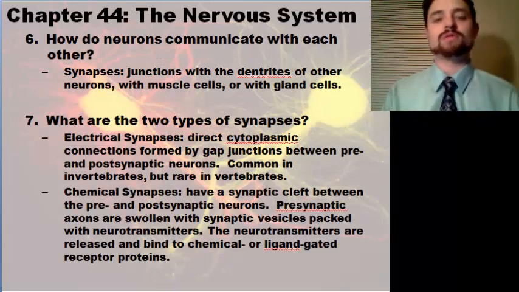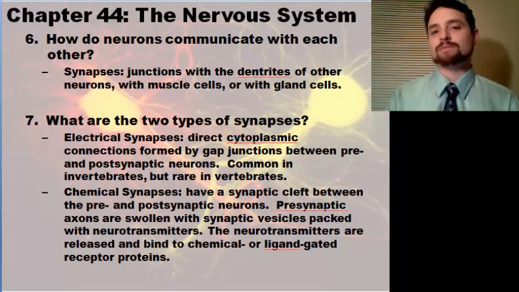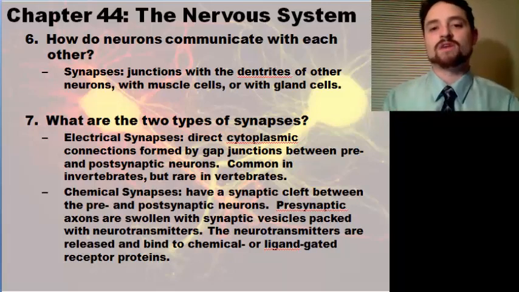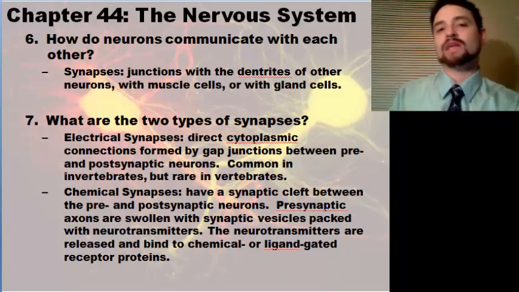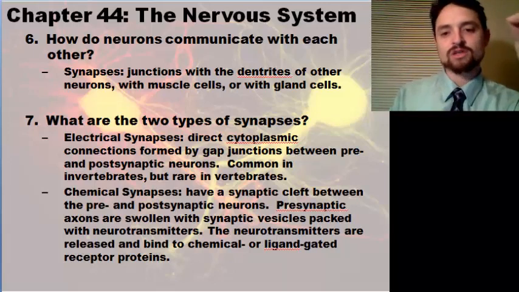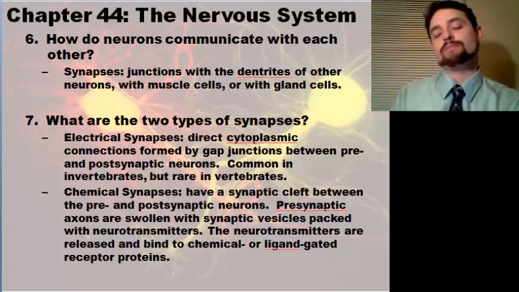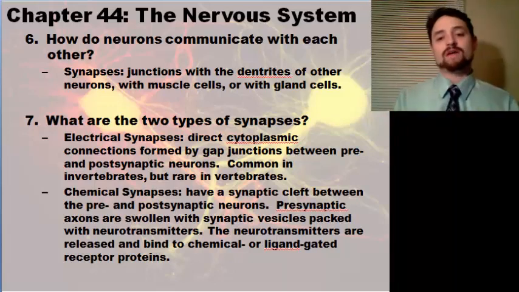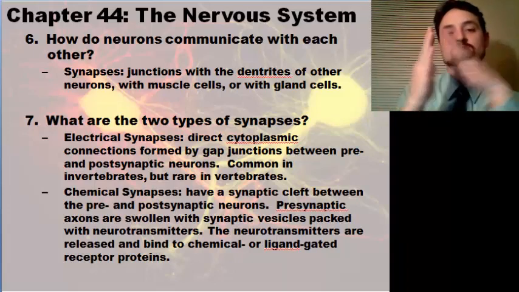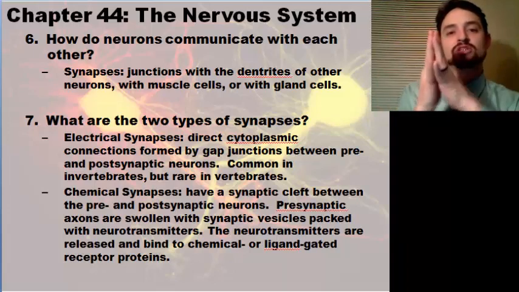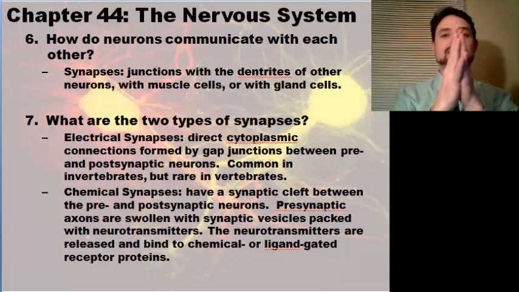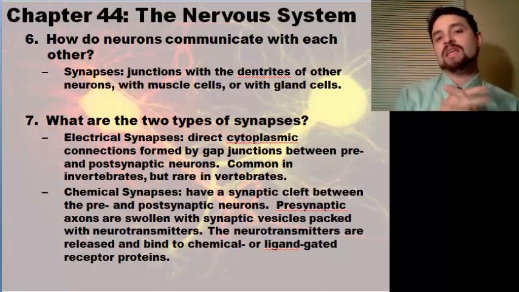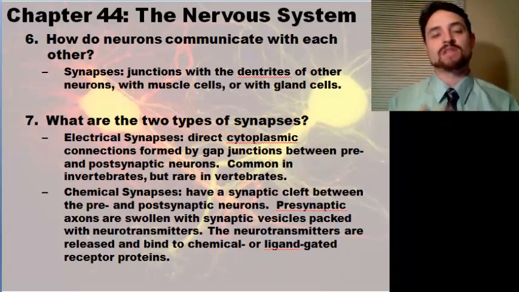How do neurons communicate with each other? They do so through synapses, which are junctions with the dendrites of other neurons, muscle cells, and gland cells. And they do this through electrical synapses and through chemical synapses. Now, electrical synapses are whenever you have a direct cytoplasmic connection between two cells. It's a tight gap junction, so you've got two cells that actually meet together, and there'll be holes through there that signals are sent. This is seen in invertebrates, but not really in vertebrates like ourselves.